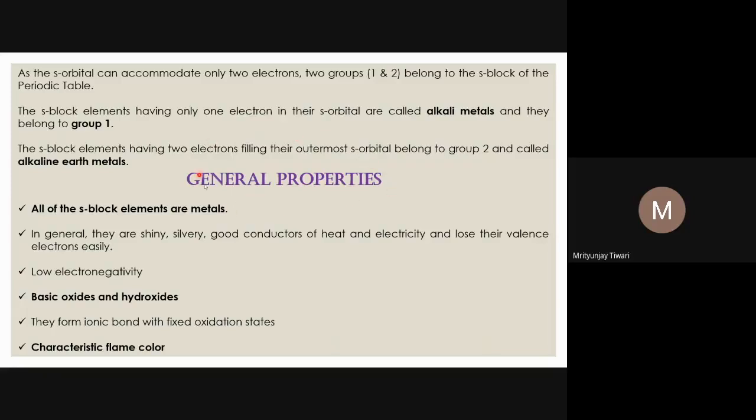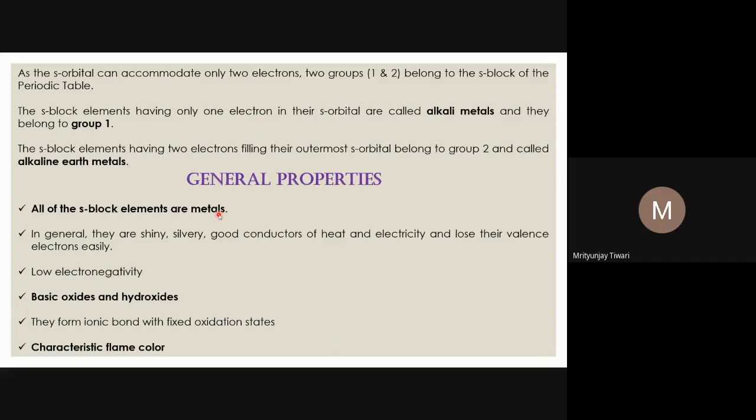The general properties of s block elements: general properties means something which will belong to both the groups, all the s block metals. So they are all metals. And why are they metals? Because they have only one or two electrons, and they can easily give those electrons.